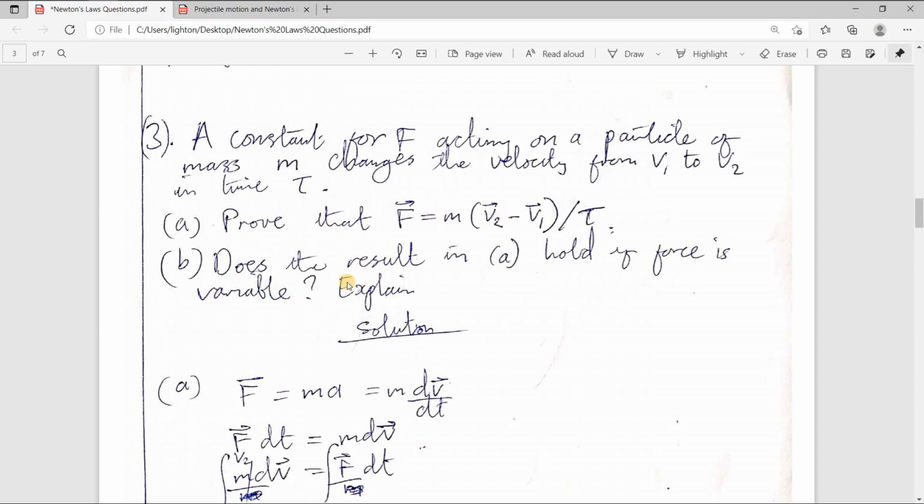And explain. What we mean by a variable force is just a force which is dependent on some variable, like time or velocity. But this is a force which is just a constant. So now let's see what we're going to have in the solution. Of course, Newton's second law is being applied. We know force is ma, which is equal to m dv over dt.